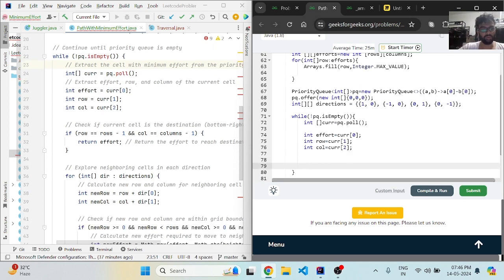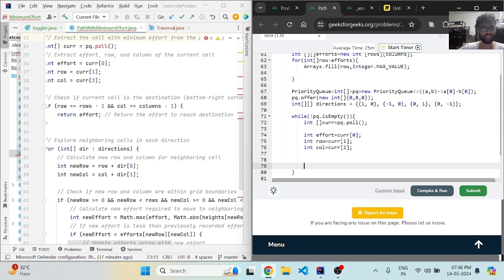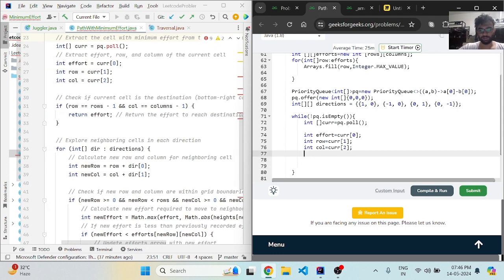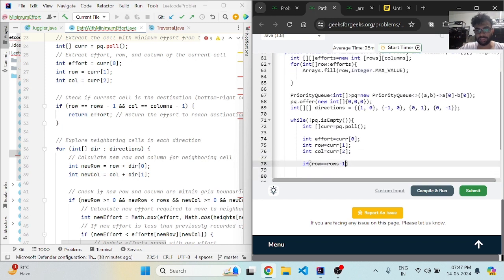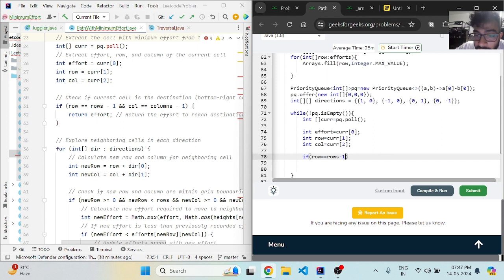Next, in this while loop only, I'm going to check if the current cell is the destination cell, which is the bottom right cell. So how will I understand? I will just write: if row equals rows minus 1, row equals rows minus 1. I've taken rows over here, which is the length. So do not get confused about why I'm taking rows minus 1.